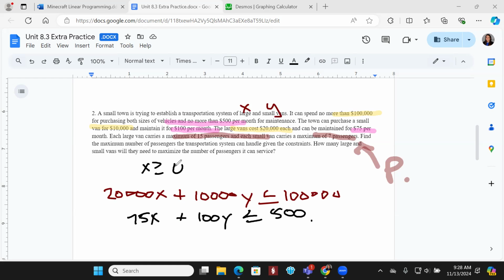You do want to make sure that you state X is bigger than 0 and Y is bigger than 0, because you can't have negative vans. And then your profit function is going to be find the maximum number of passengers. So this is the profit function, this is maximizing. We've got 15 in each small van, which is Y, and 7 in the large van, which is X. Now you've got to type it into Desmos.